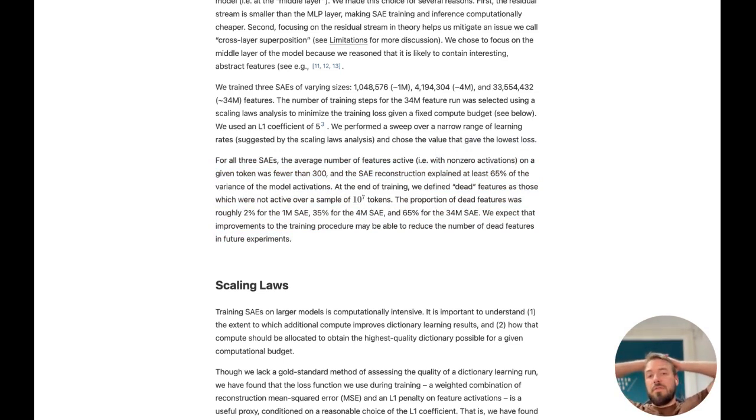At the end of training, we defined dead features as those which were not activated over a sample of 10 to the 7 tokens. The proportion of dead features was roughly 2% for 1 million, 35% for 4 million, and 65% for 34 million. Interesting how quickly the number of dead features is increasing. I wonder if it would help if we decrease the sparsity encouragement. I guess then things get more expensive.